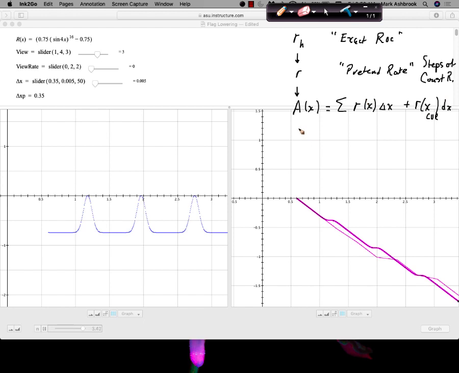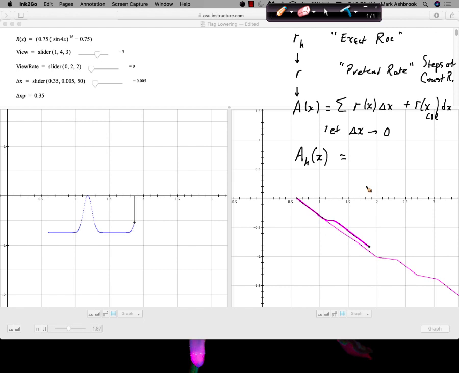And so then, what do we do? We let delta x get really small, small enough that there's no difference in our approximations, capital A, anymore. And that's our exact net accumulation, or A sub h. So: exact rate of change, R sub h; exact accumulation, A sub h.